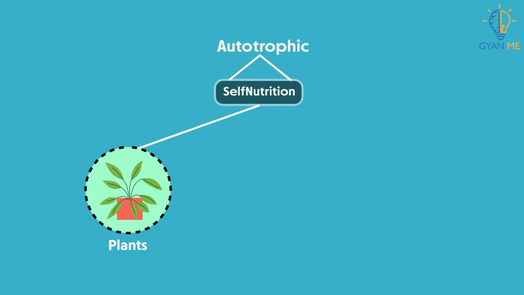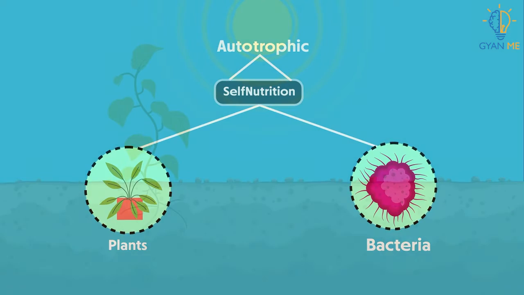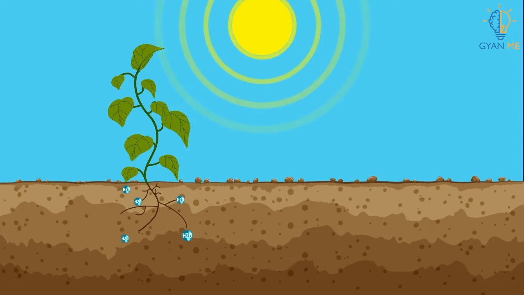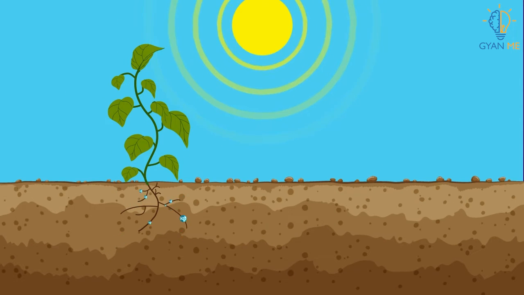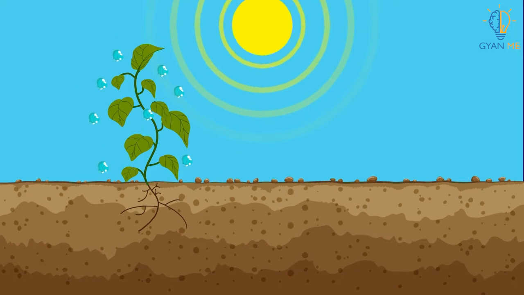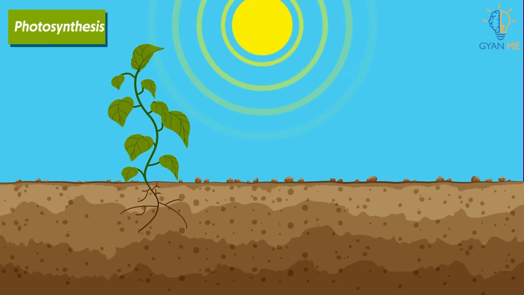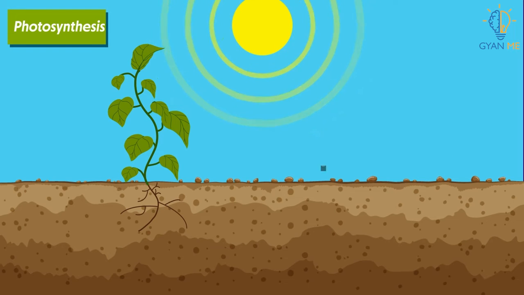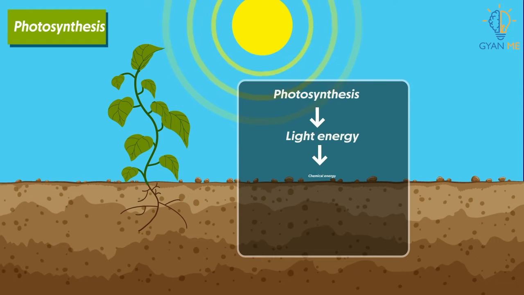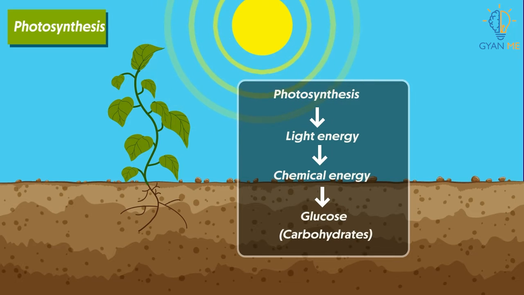Plants and bacteria like cyanobacteria are some examples of autotrophs. In the autotrophic mode, organisms use simple compounds like water and carbon dioxide in the presence of sunlight and chlorophyll to synthesize food on their own. Are you remembering something now? Yes, the photosynthesis process. So we can say that the process of photosynthesis is used to convert light energy into chemical energy in the form of glucose, which is a type of carbohydrate.